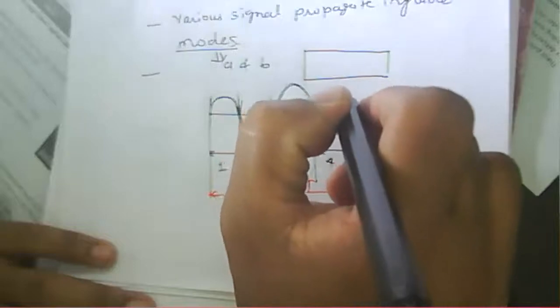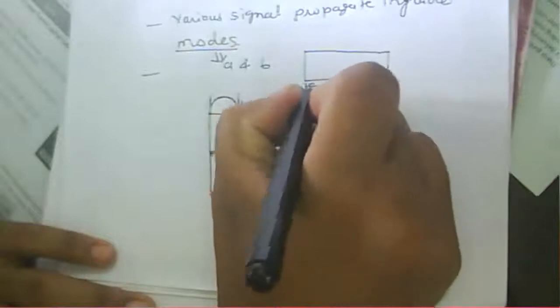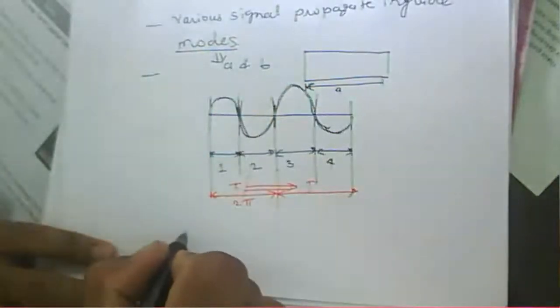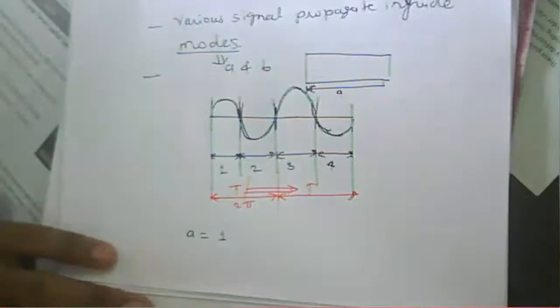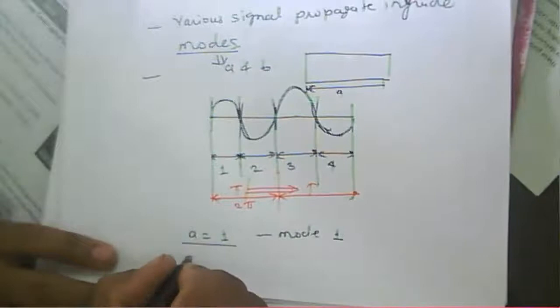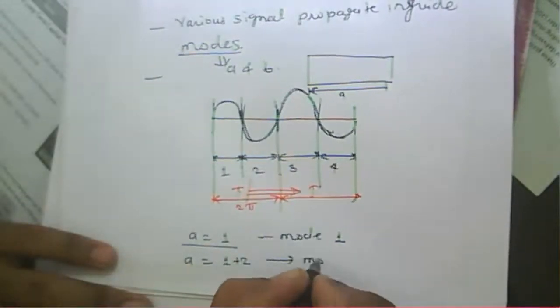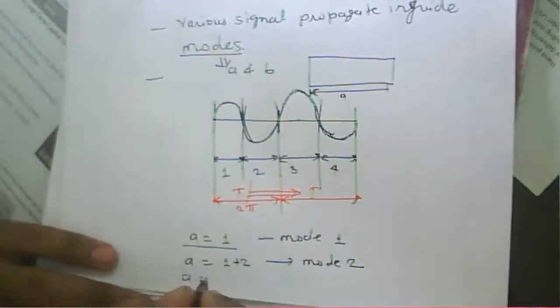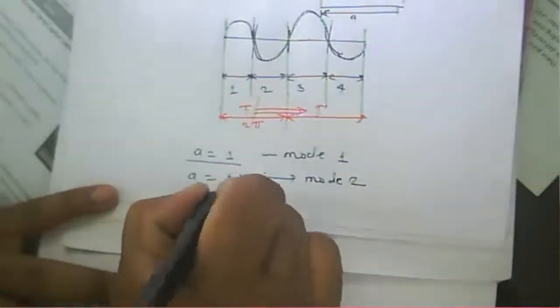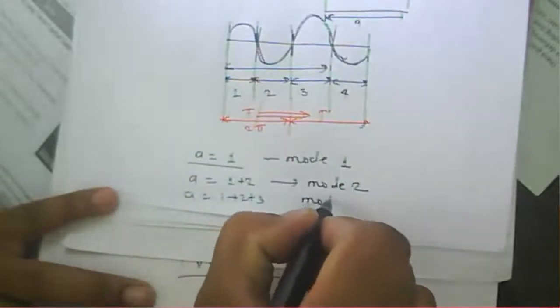So what is a mode? How many half variations are possible in a given waveguide. If the dimension of this waveguide, A, depends on that one, then that is mode 1. If the A dimension, that length, depends on 1 plus 2, then that is mode 2. If A depends on 1 plus 2 plus 3, that is the total length, then there will be mode 3.